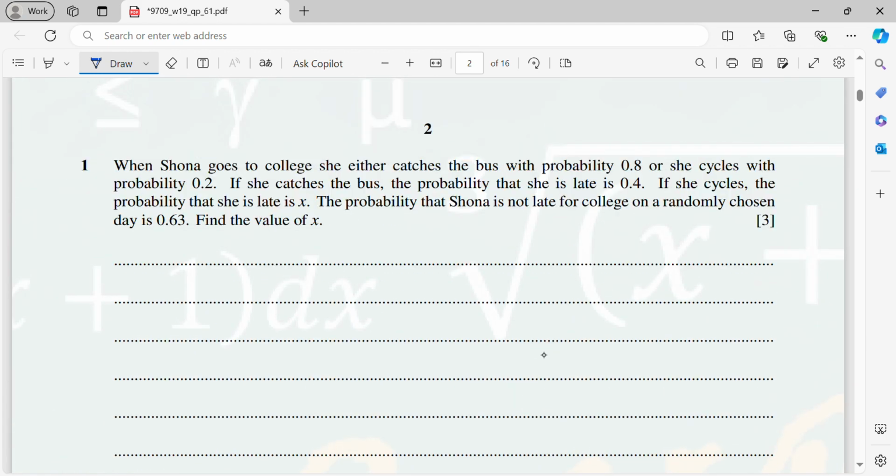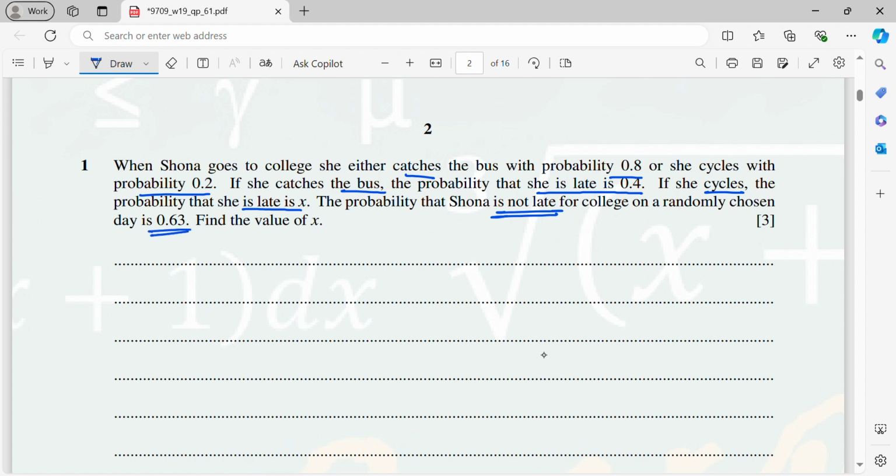Okay, so for question number 1, when Shona goes to college, she either catches the bus with probability 0.8 or she cycles with probability of 0.2. If she catches the bus, the probability that she is late is 0.4, and if she cycles, the probability that she is late is x. Now the probability that Shona is not late for college on a randomly chosen day is 0.63. Find the value of x.